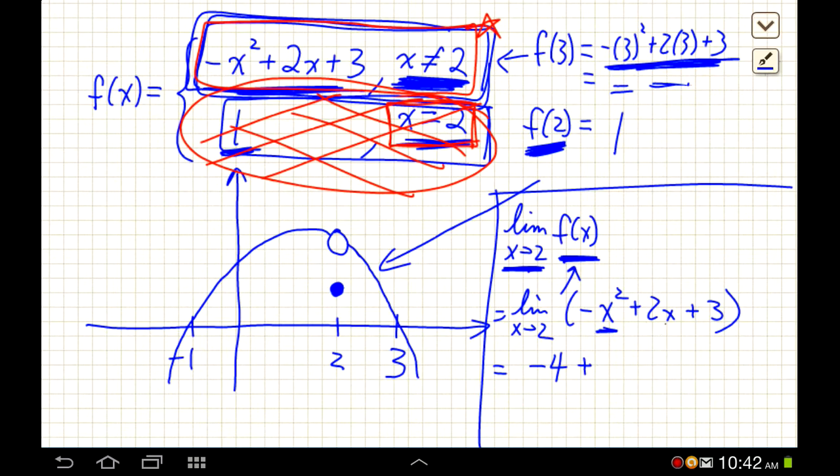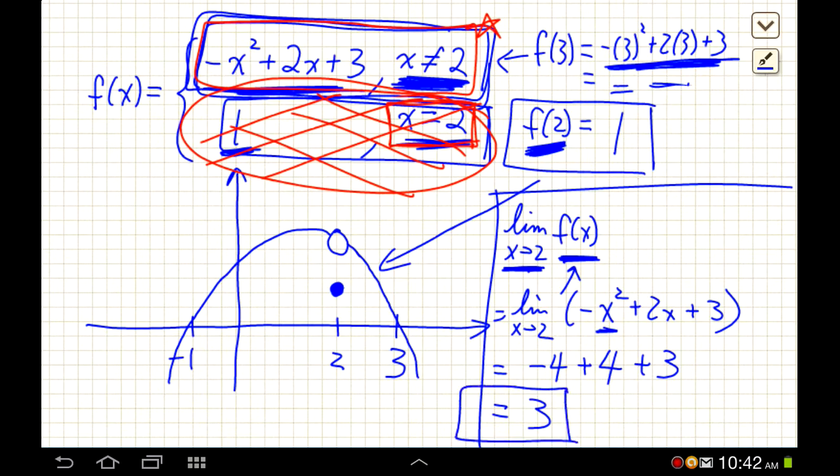The limit around 2 for the linear term 2x is also 4. And then for the constant, a constant is a constant everywhere, regardless of where you are for x. That's just equal to 3. So the limit, in this case, is equal to 3. So notice how f at 2 is 1, but f approaching 2 is actually 3.